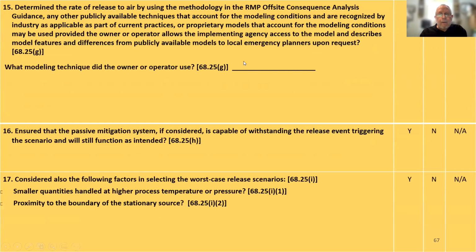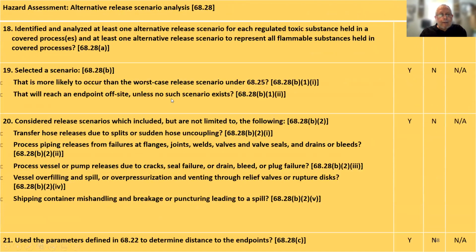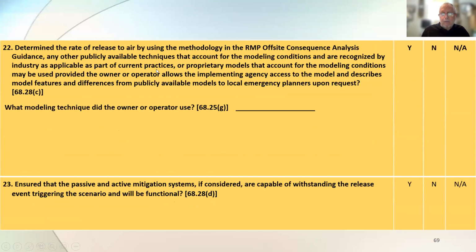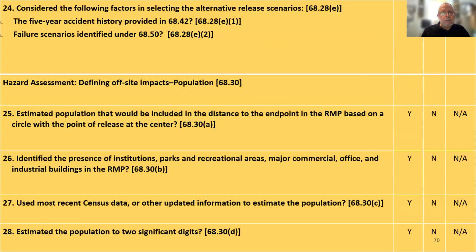And you notice that they're using 68.25 for EPA, which is almost the same as 119 in OSHA. Again, they have more stuff in there concerning the environment, which OSHA doesn't. Let's see, offsite impacts on the population.